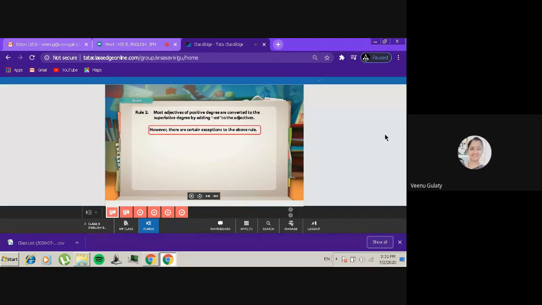However, there are certain exceptions to this rule. You need to add just st when the last letter of the positive adjective is e. For example, feeble, feeblest. Wise, wisest. Noble, noblest. For adjectives that end in y, the letter y is dropped and replaced with the letters iest to form the superlative. For example, slimy, slimiest. Easy, easiest. Cozy, coziest.